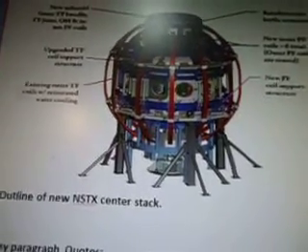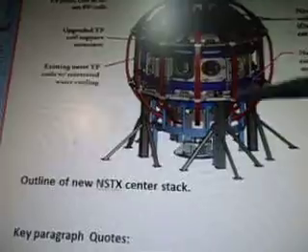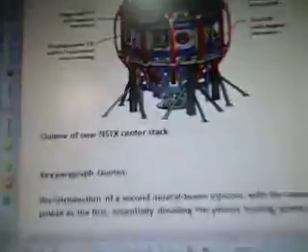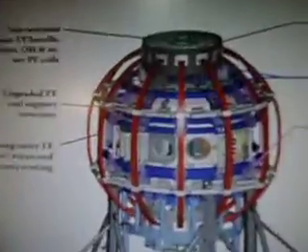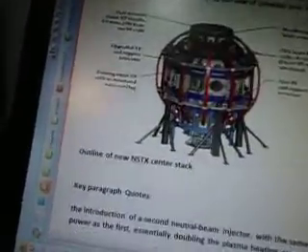So this is talking about the new NRPF coils, outer coils. Isn't that cute? I like your diagrams. Nice. Looks like a little spaceship, doesn't it? Outline of the new NSTX center stack. That's what it looks like.